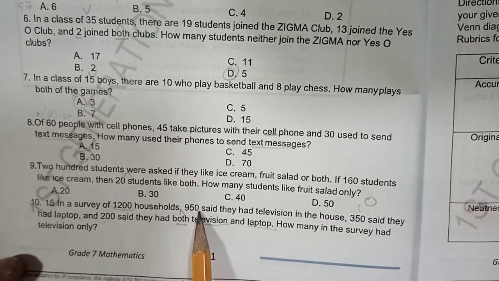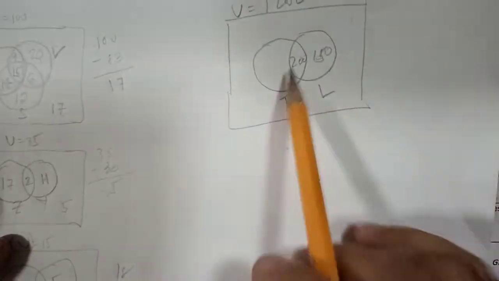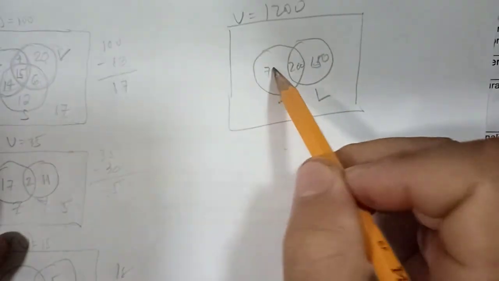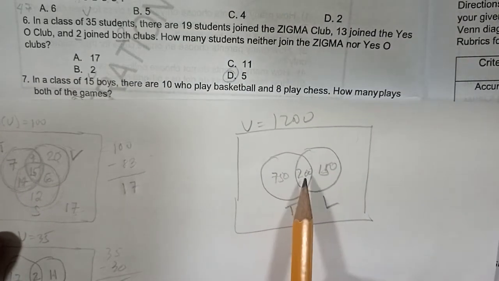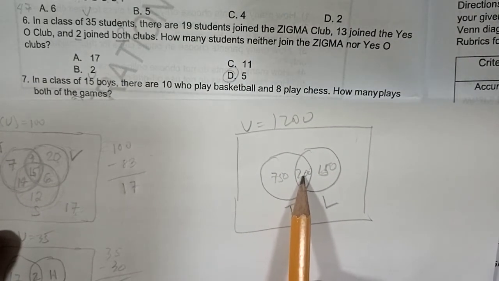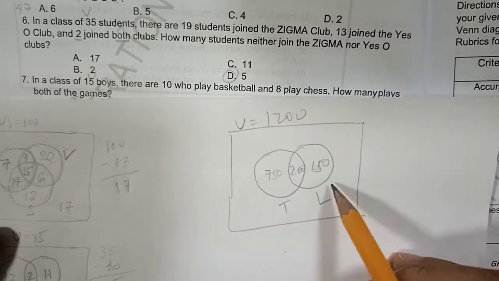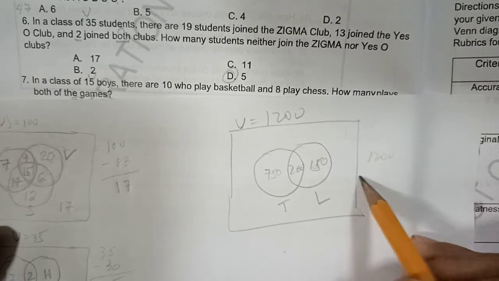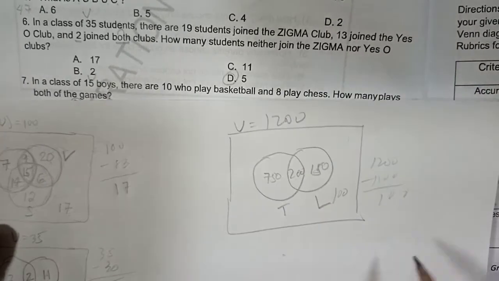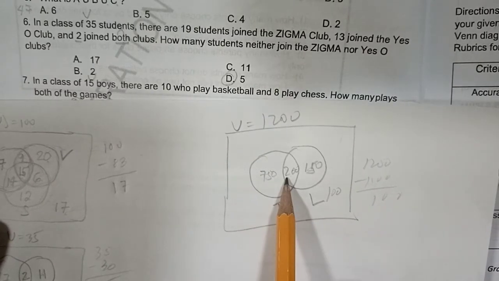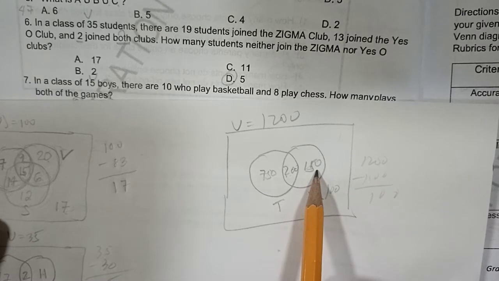And for television, we have 950 said they have television. So 950, we have 200 already, so we have 750 for television only. Now if you add up, 750 plus 200 is 950. 950 plus 150 is 1,100. So 1,200 minus 1,100 is 100. So 100 is here.